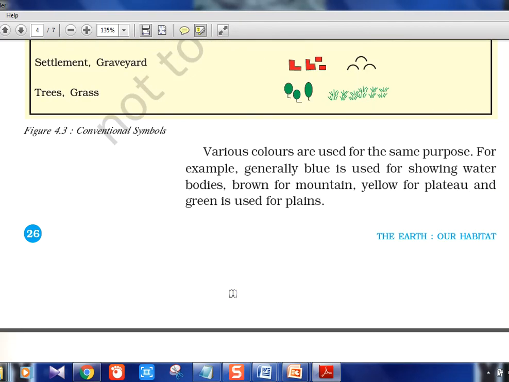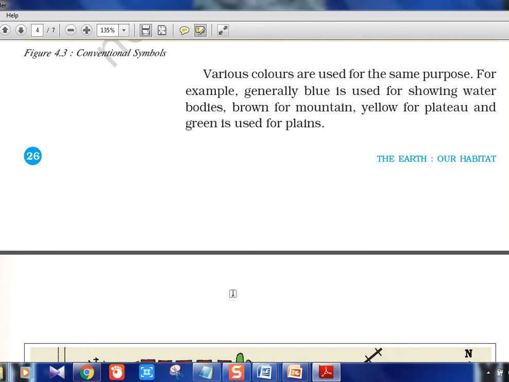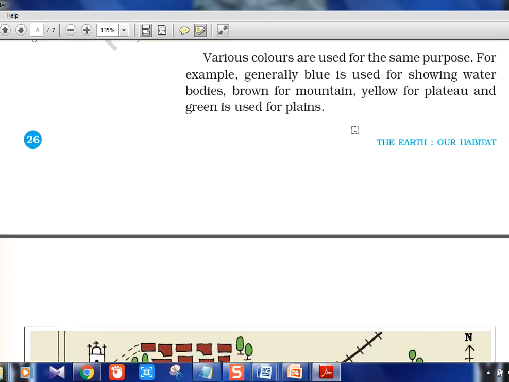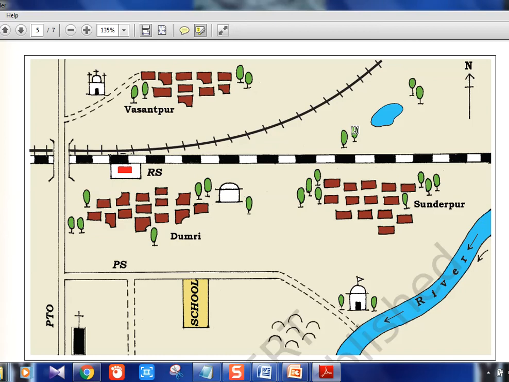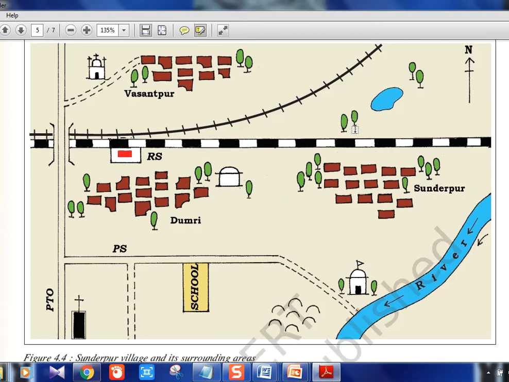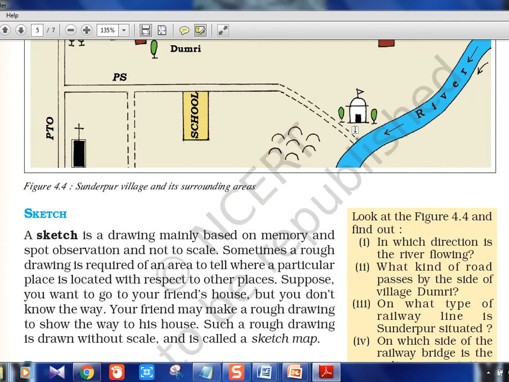Various colors are also used, like blue for water, brown for mountain, yellow for plateau. These are sometimes followed as standard. In international maps it's always used as standard, but in local maps maybe they don't follow the standards. Again, a thematic map with color representation.